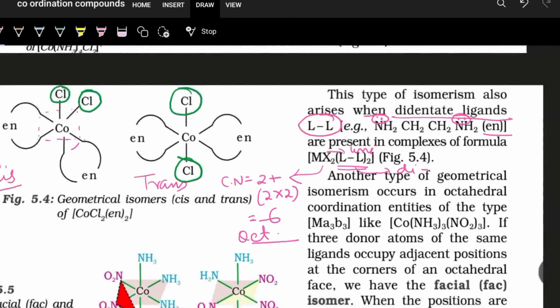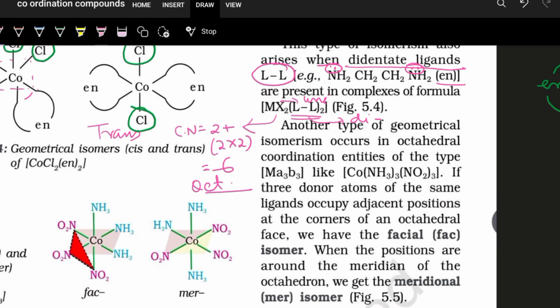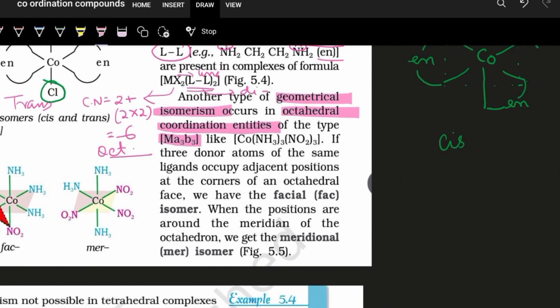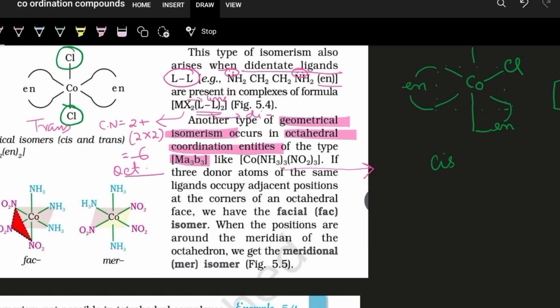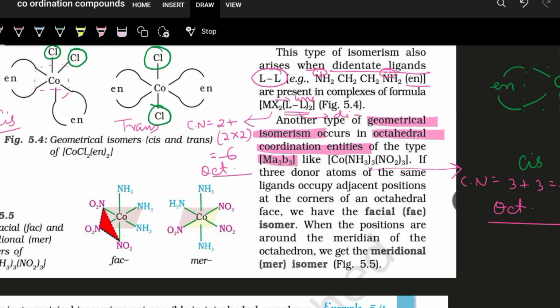Now, moving on to the next part. Another type of geometrical isomerism occurs in octahedral coordination entities. Of which type? Ma3b3 type. Now you can see NH3 and NO2. So you may think, what is the coordination number? Both of them are unidentate. So the coordination number is equal to 3 plus 3 equal to 6, which is an octahedral structure, octahedral geometry.